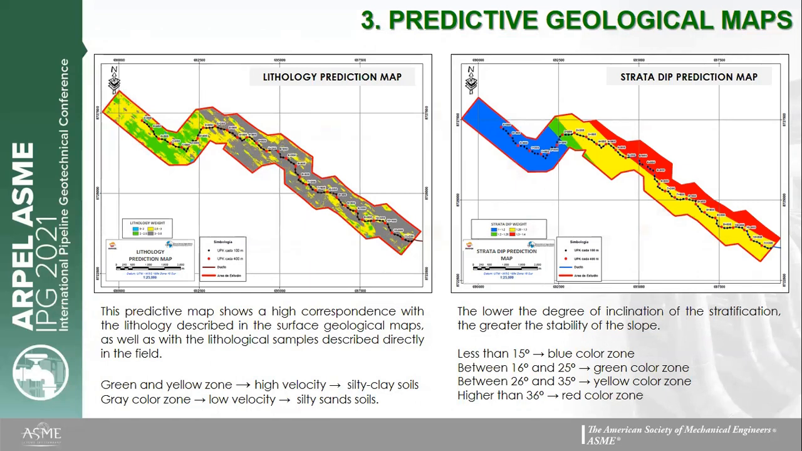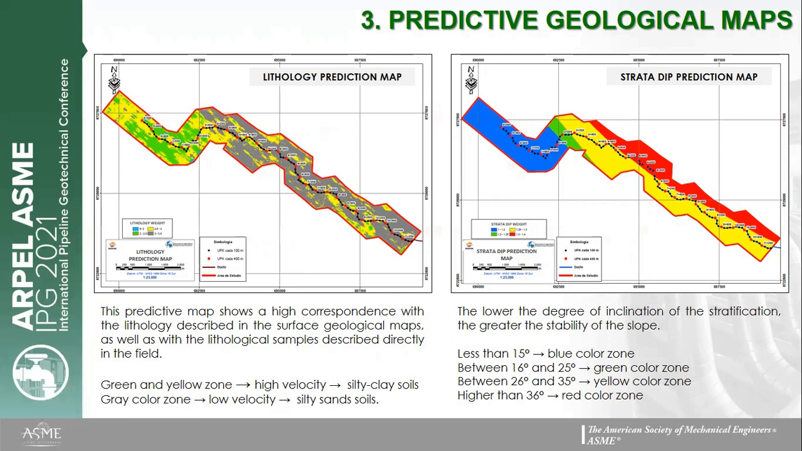Now we are going to pass into the second part of the study, that is the creation of the predicted geological maps. The next step in this study was to build the predicted geological maps based on the P-wave velocity model and geology of the area.